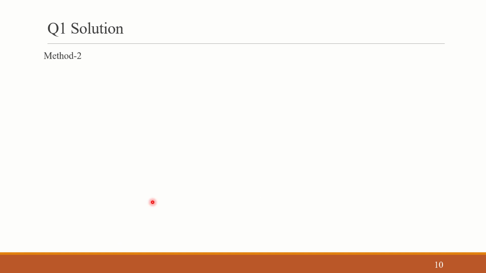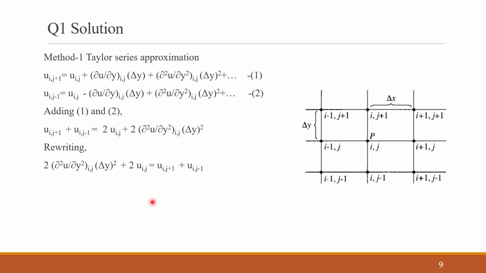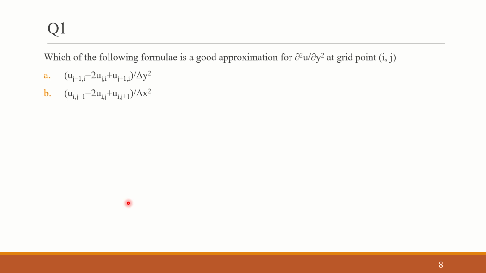So in both of them we obtain the same result, and this is the actual approximation, but it was not there in the options. So the right answer to this particular question is none of the above. Now let us go on to question 2.